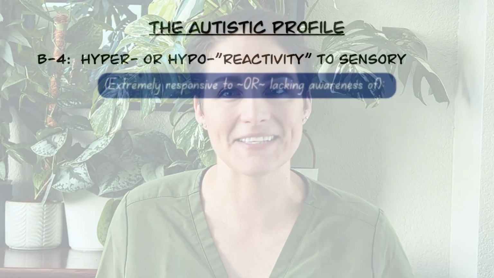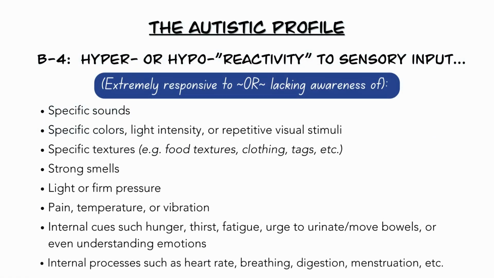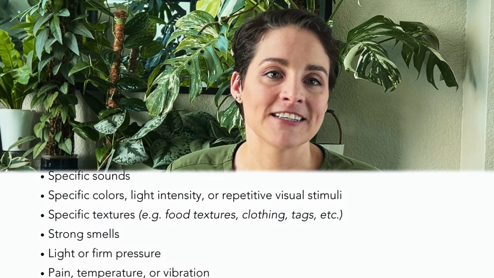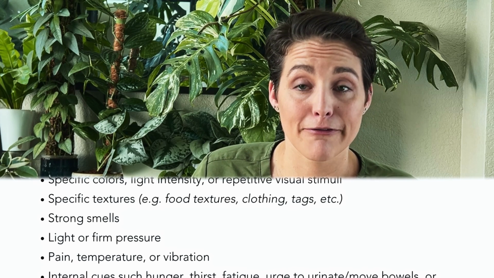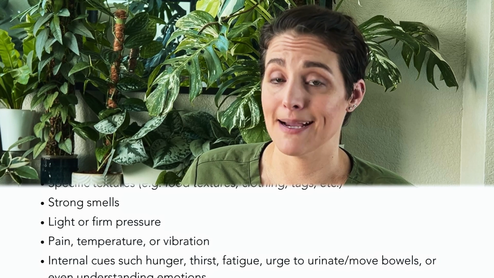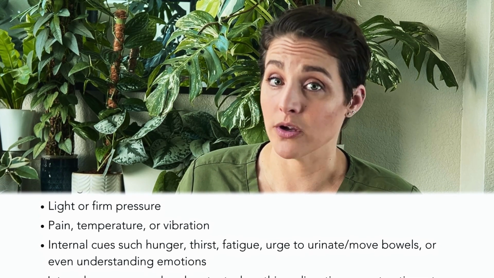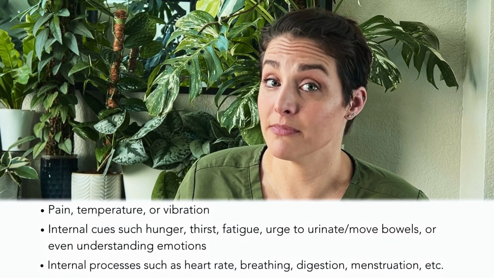So I'm starting with the bottom here again. Core criteria B4 focuses on the sensory differences seen in most autistic people. I've broken B4 into 2 parts and lumped the second part in with B1, and we'll get to that next. But this first part of B4 is hyper or hyporeactivity to sensory input, such as specific sounds, specific colors, light intensity, or repetitive visual stimuli, specific textures like food, clothing, tags, etc., strong smells, light or firm pressure, pain, temperature, or vibration, internal cues such as hunger, thirst, fatigue, urge to urinate or move your bowels, or even understanding emotions, and other internal processes such as heart rate, breathing, digestion, menstruation, etc.